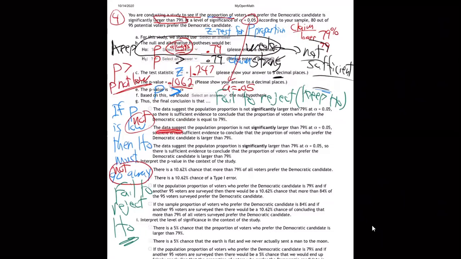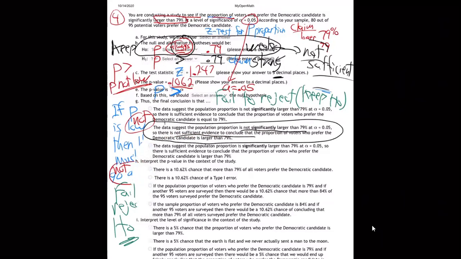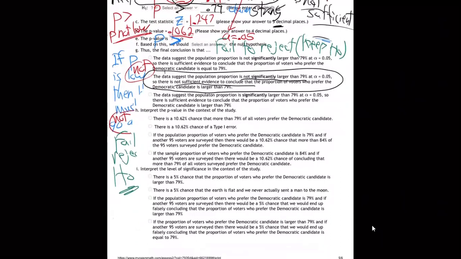Yeah, it looks like this. The data suggests it's not significantly larger. Right, it's not. So there is not sufficient evidence. Right. That's our conclusion right there. It's not significantly larger. We conclude it's equal. It's not sufficient evidence. Now it has us come down and make some other conclusions. Let me move these out of the way and we'll draw these other conclusions.